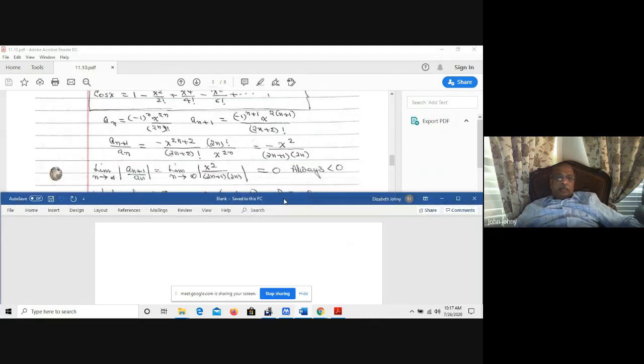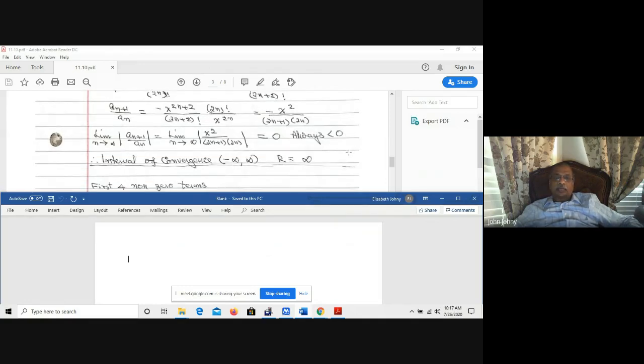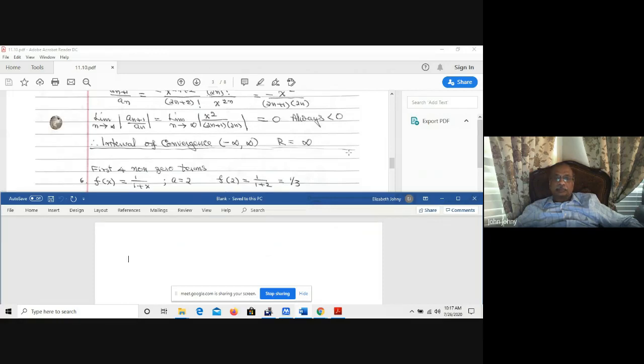And therefore, the limit as n approaches infinity of the absolute value of a_(n+1) over a_n is equal to the limit as n approaches infinity of x squared over (2n plus 1) times 2n. Answer is 0 because it is x squared over infinity. So the answer is 0, always less than 1. Therefore, the interval of convergence is negative infinity to infinity, and the radius of convergence is infinity.